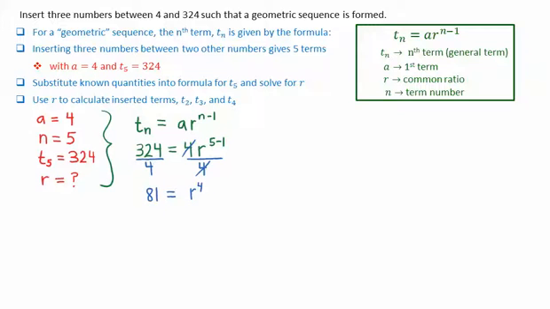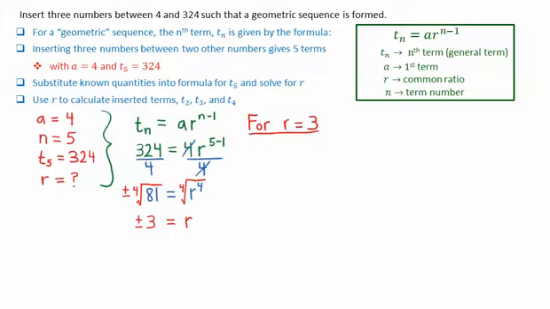We can then take the fourth root of both sides of this equation, and remember that we need to have it as plus or minus. We then get r is equal to plus or minus 3. Note that it's really important to include the positive and the negative when you have an even number as your exponent.